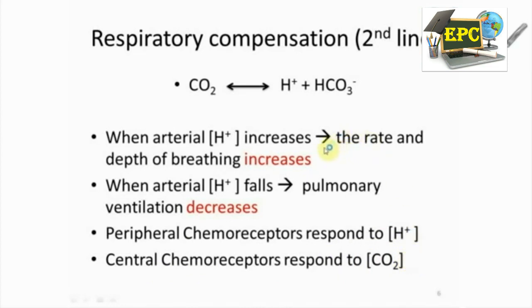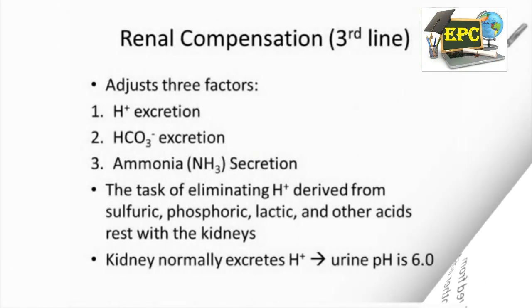So let's say we have an increase in hydrogen ions. The peripheral chemoreceptors are going to say, okay, we have a lot of hydrogen ions, we should start breathing. So it's going to tell our respiratory center to start working, and we're going to increase our breathing and flush out some CO2 until the central chemoreceptors say, wait, hold on, we have a low concentration of CO2, stop the breathing. And that's why the whole respiratory compensation works in certain ranges.